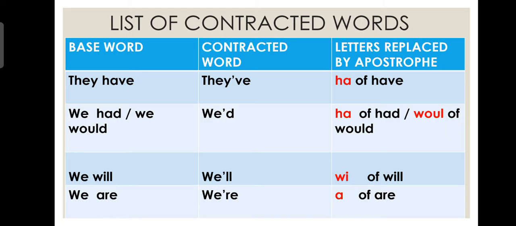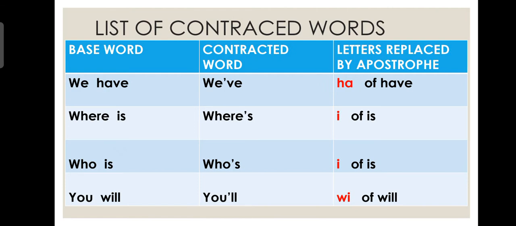Next is we will. Here also we remain as it is. We have removed WI from will and WI is replaced by the apostrophe and it becomes we apostrophe double L, we'll. Next is we are. Here we remains as it is. We have removed A from the word are and this A is replaced by the apostrophe and the contracted form becomes we apostrophe RE, we're.